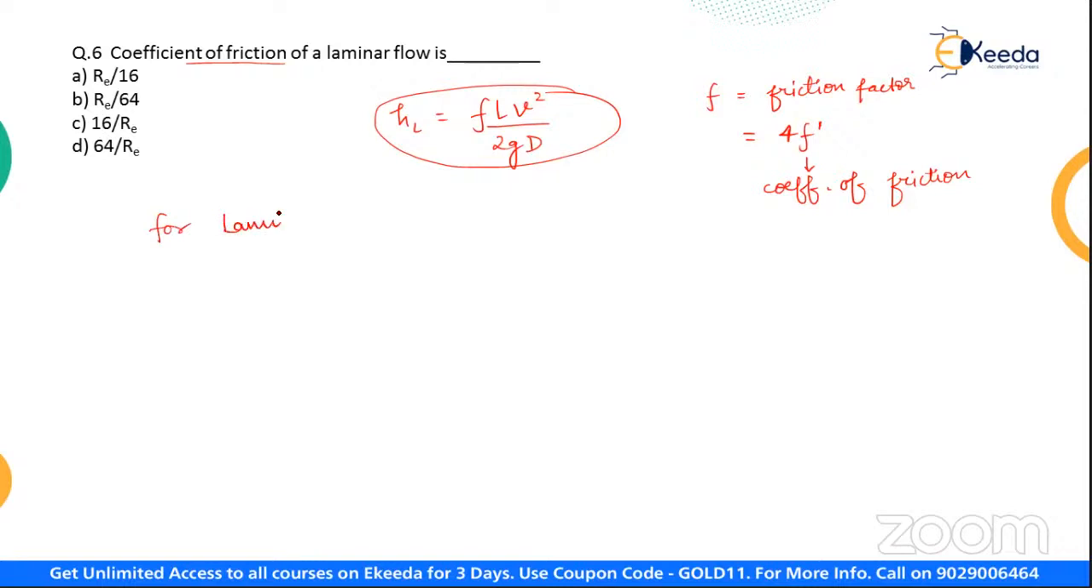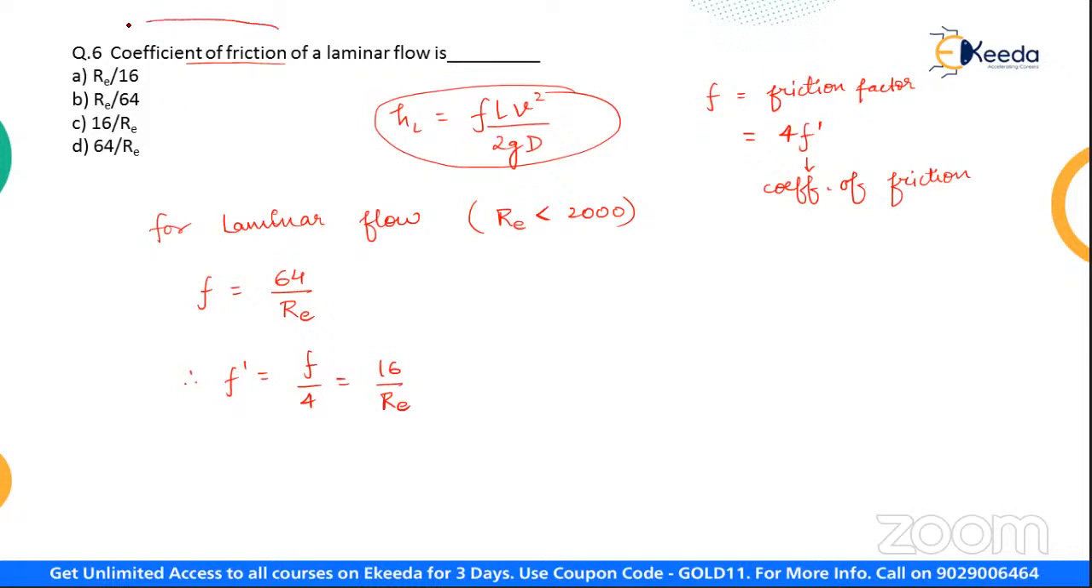Now for laminar flow, we compare the laminar flow with the help of the Reynolds number. And if the Reynolds number is less than 2000, then the flow is said to be laminar flow. So this friction factor is given by 64 divided by Re. Therefore, f dash will be equal to f divided by 4. And from here, we will get this result as 16 by Re. Because in the question, it has been said the coefficient of friction and not the friction factor. So the correct option here will be option C and not option D. Now this Reynolds number is calculated based upon rho V d upon mu. This is the relation to calculate the Reynolds number.